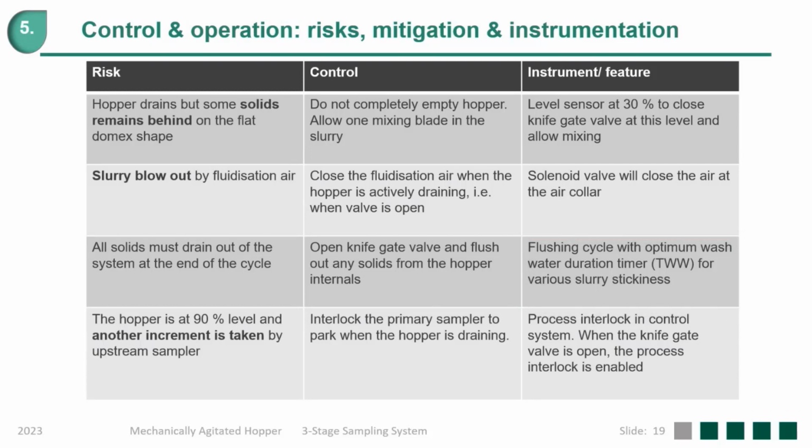The other risk is the hopper is at 90% level and another increment is taken by the upstream sampler. The control is to interlock the primary sampler to pack when the hopper is draining. The instrument or feature is to include a process interlock in the control system. And when the knife gate valve is open, the process interlock is enabled.